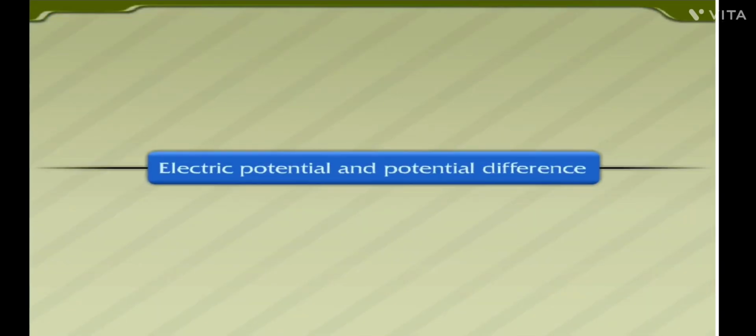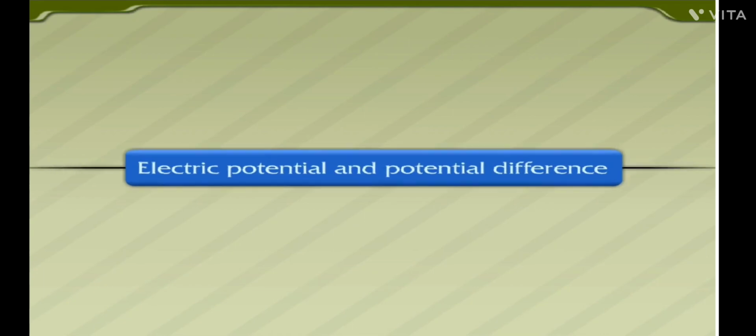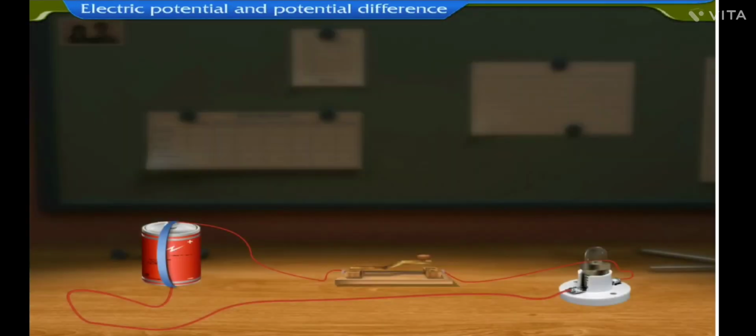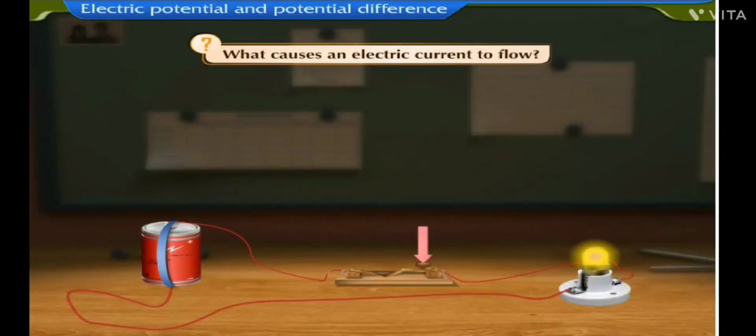Electric potential and potential difference. Have you ever thought what causes an electric current to flow? Let us perform an activity to understand the flow of charges and potential difference. Activity.